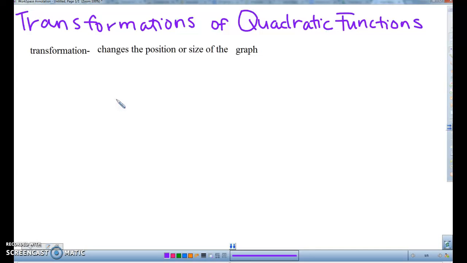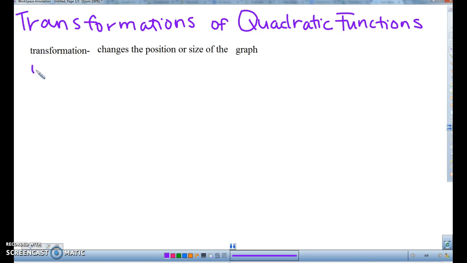So today we're talking about transformations of the quadratic function. And we've talked about transformations in the past. A transformation is something that changes the position or size of the graph. So we've talked about translations in the past, where that moves it from side to side or up and down, perhaps both. We've talked about dilations, which make something narrow or wider. And we've talked about reflections in the past. And so we'll talk about all those today with the quadratic function.